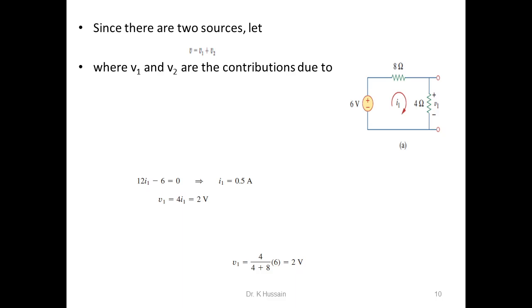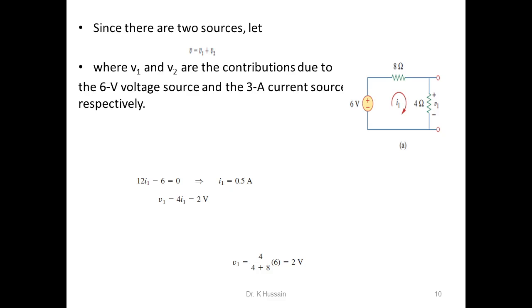You take that. When you are taking the second source, that is a current source, 3 amperes. So at that time, that voltage is which one? V2. Okay, because we have two sources here, so we need to find the total voltage, which is equal to V1 plus V2. Okay, in this problem.